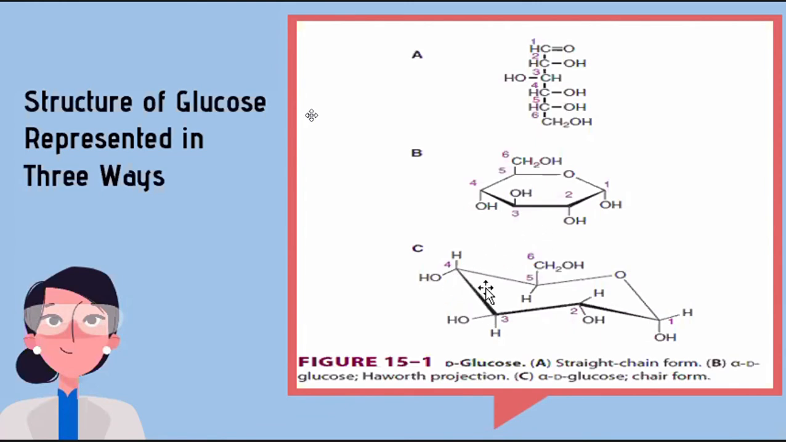And this one is the chair form. All of these are glucose. They are one and the same, except that they are represented in three ways: the Fischer formation, the Haworth formation, and the chair form.